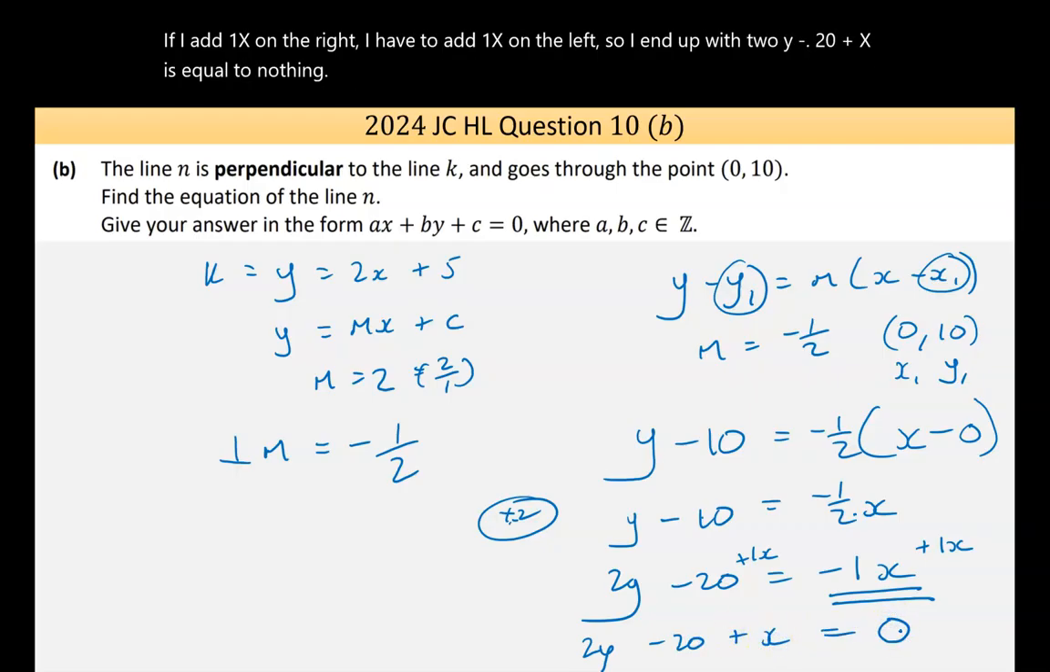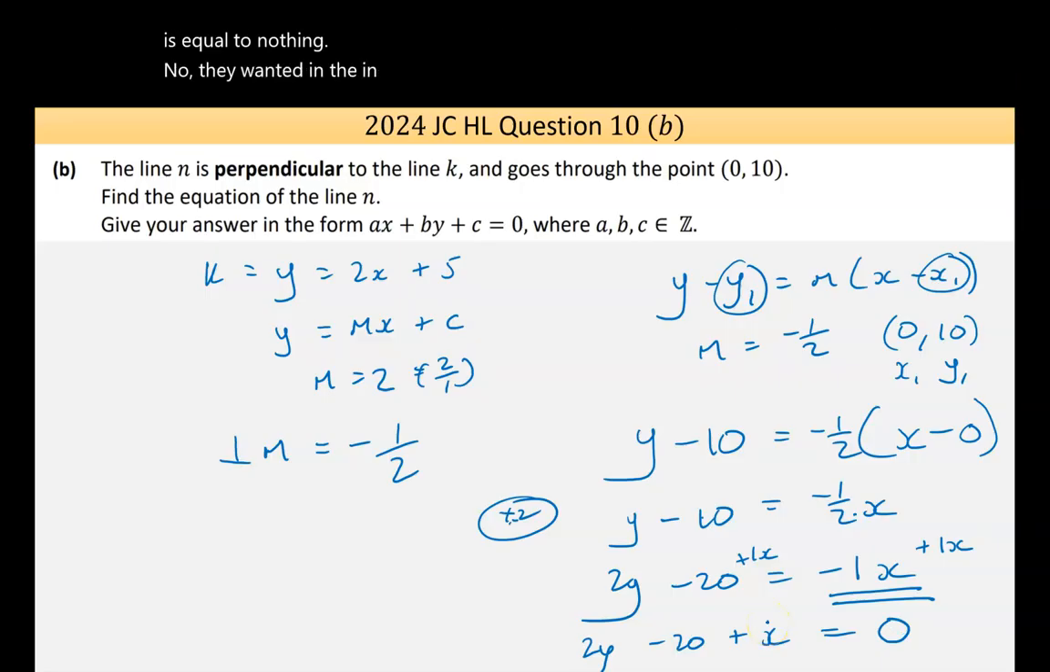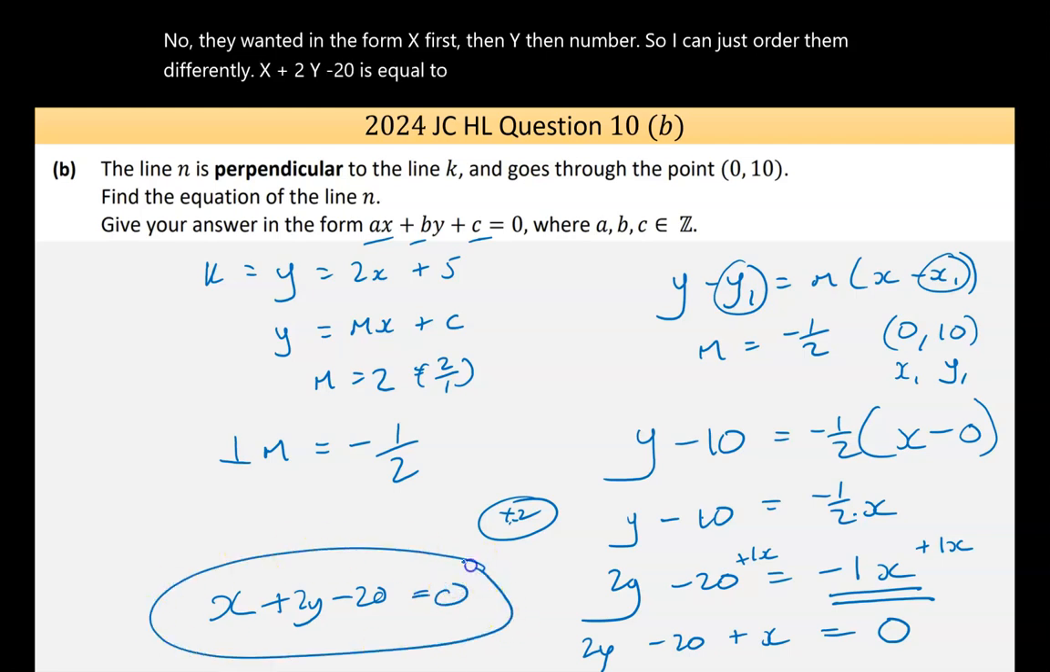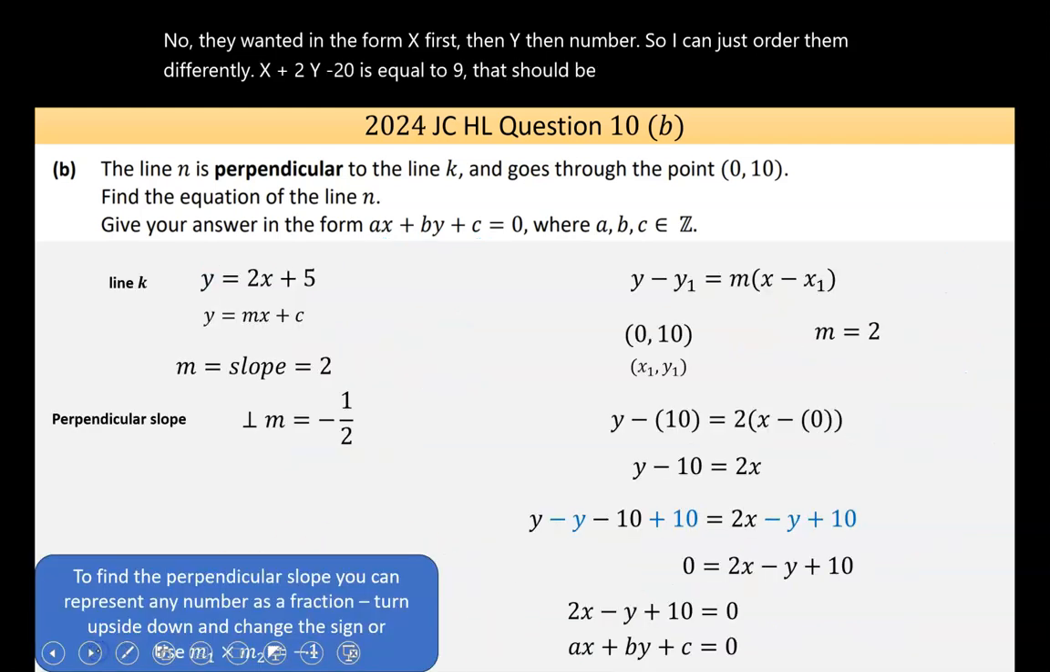Now they wanted it in the form x first, then y, then number. So I can just order them differently. x plus 2y minus 20 is equal to 0. That should be the answer.